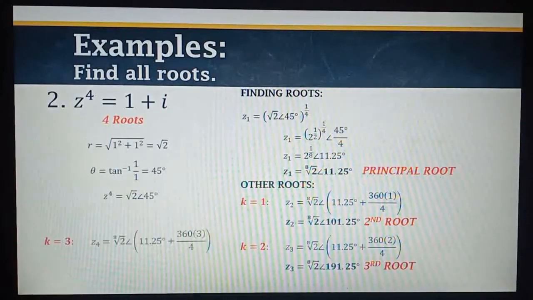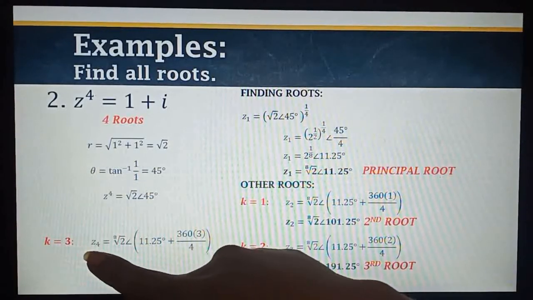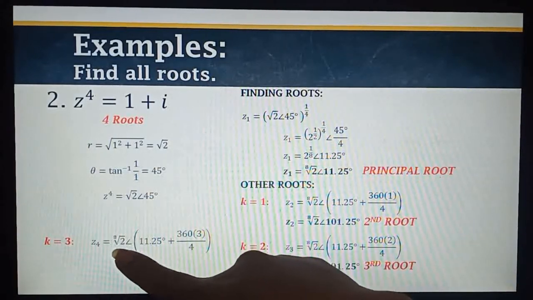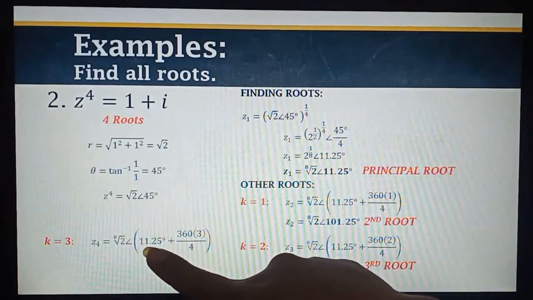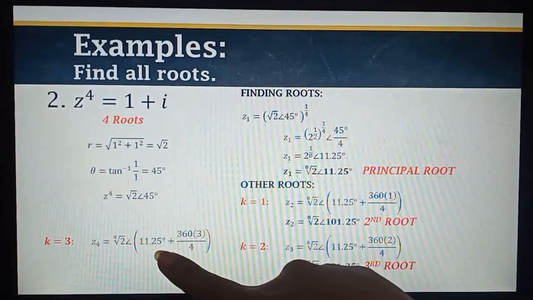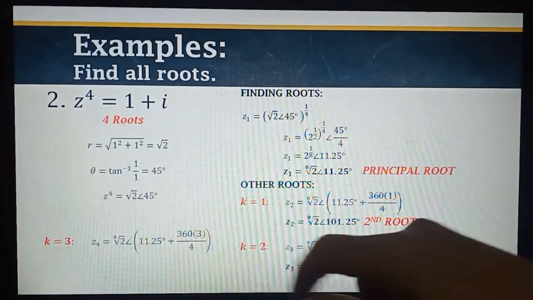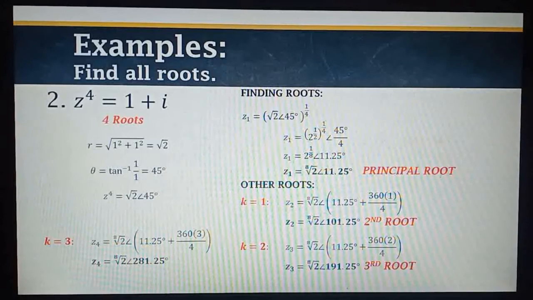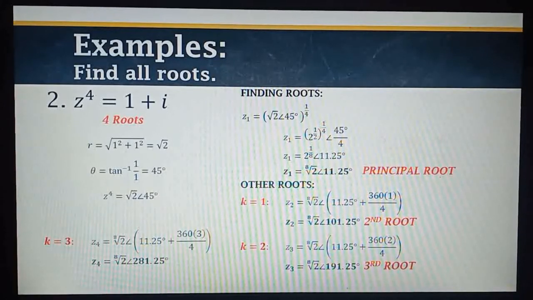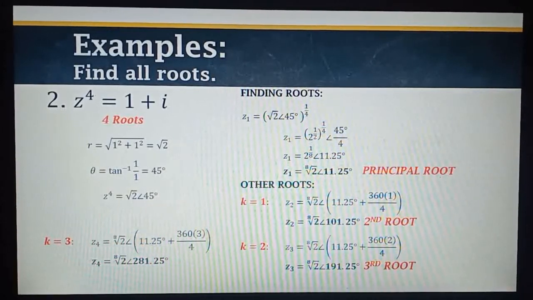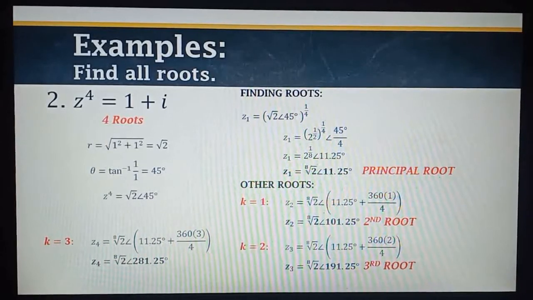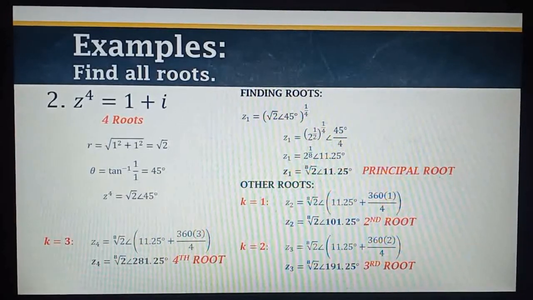And the last and final root, which is k is equal to 3, you will have z4 equals the 8th root of 2 at angle 11.25 plus 360 degrees, wherein k is 3 and n is 4. Now the value of your z4 is the 8th root of 2 at angle 281.25, which is considered to be your fourth root.